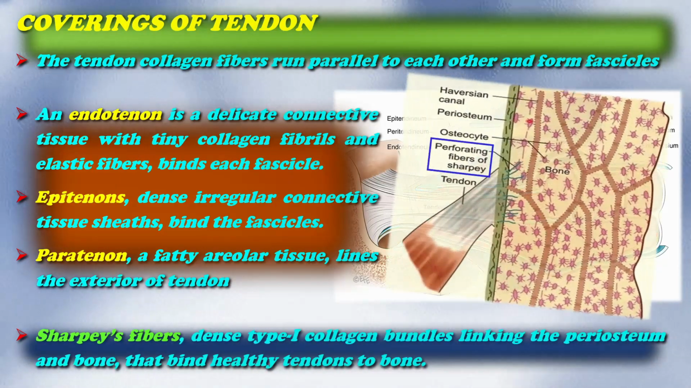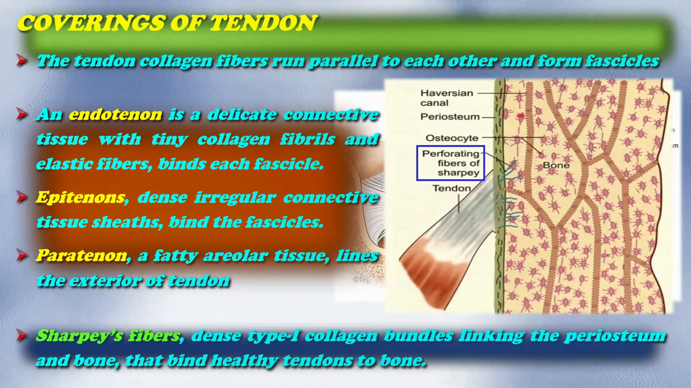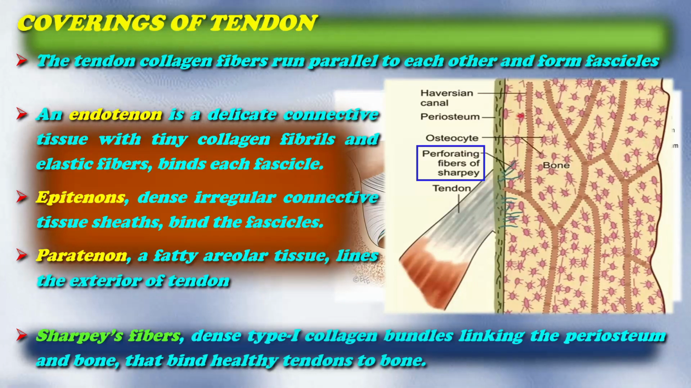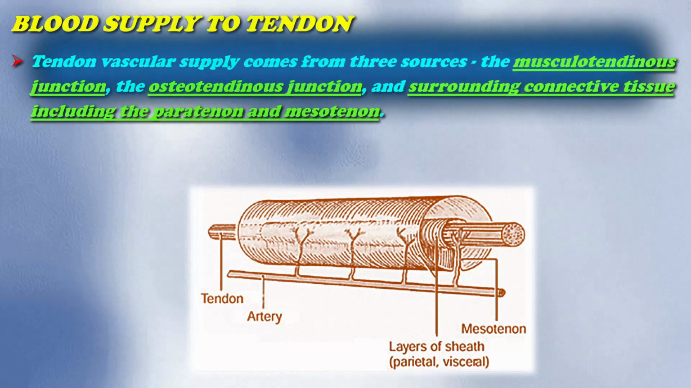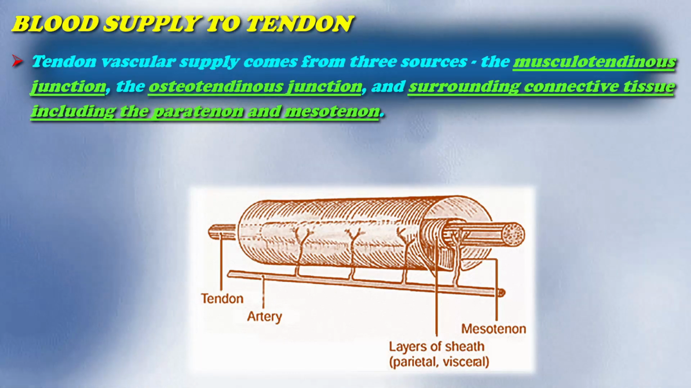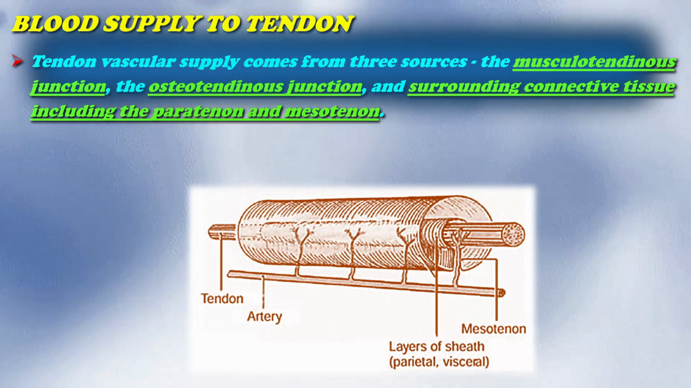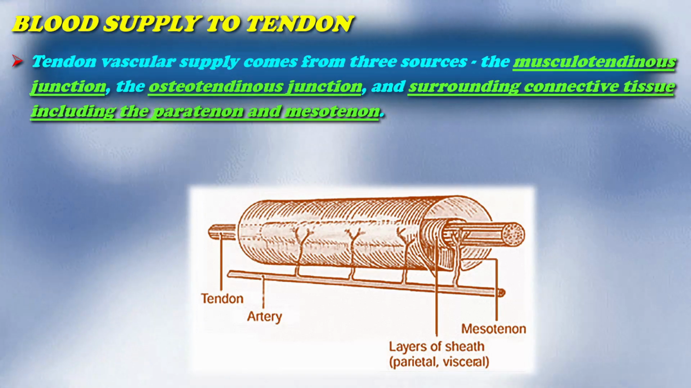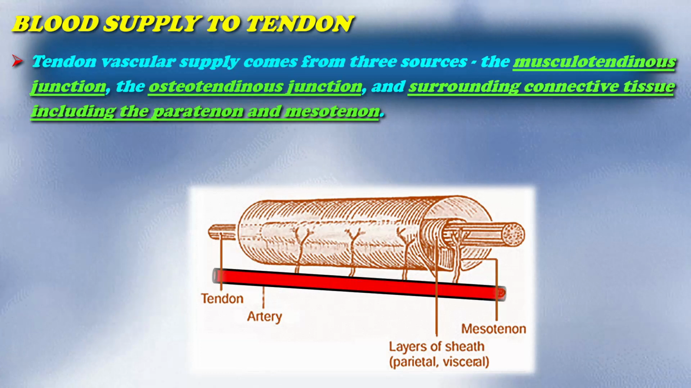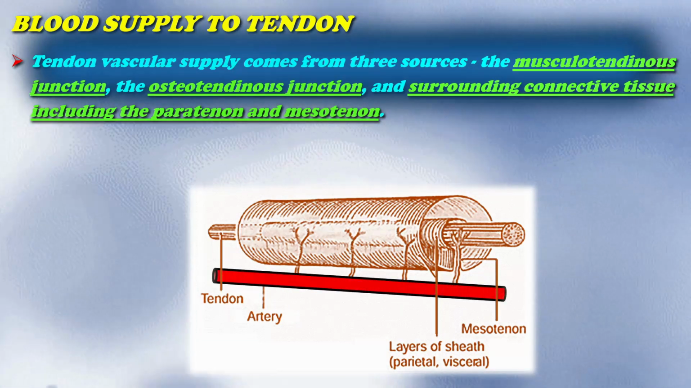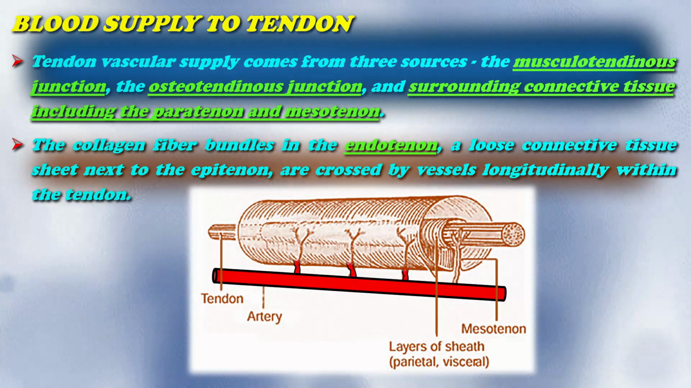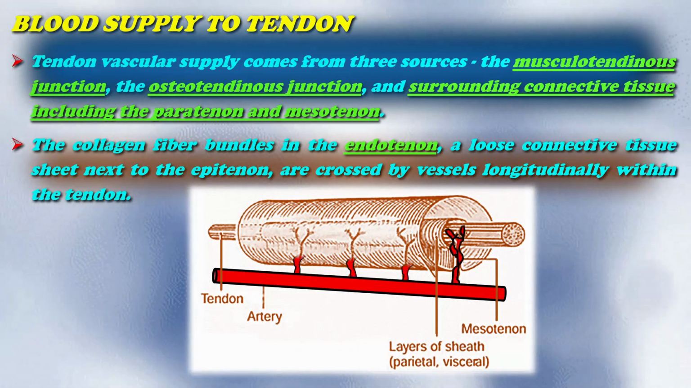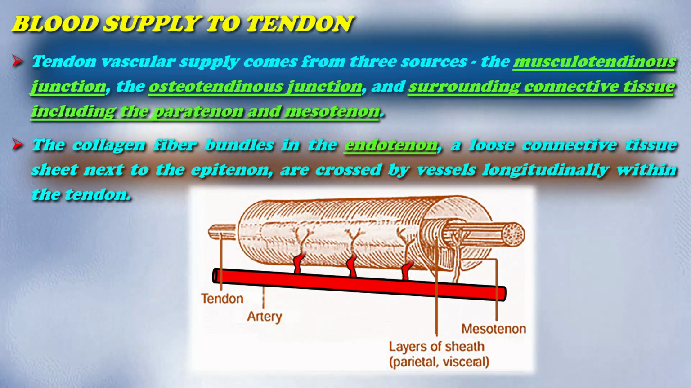Sharpey's fibers, dense type I collagen bundles linking the periosteum and bone, bind healthy tendons to bone. Tendon vascular supply comes from three regions: the musculotendinous junction, the osteotendinous junction, and surrounding connective tissue, including the paratenon and mesotenon. The collagen fiber bundles in the endotenon, a loose connective tissue sheet next to the epitenon, are crossed by vessels longitudinally within the tendon.